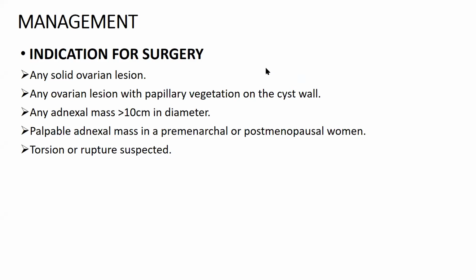What are the indications for surgery? Any solid ovarian lesion, any ovarian lesion with papillary vegetation on the cyst wall, any adnexal mass that is greater than 10 centimeter in diameter, palpable adnexal mass in premenarchal or postmenopausal women, torsion or rupture suspected. Okay. So if you see this kind of features, then you would go for surgery.